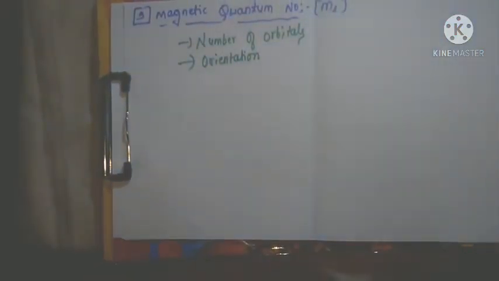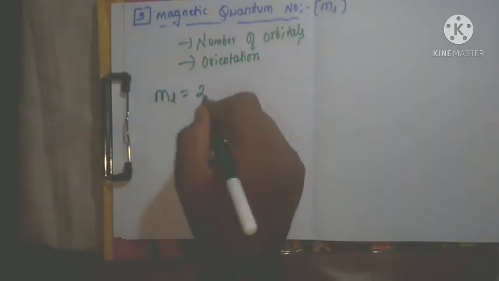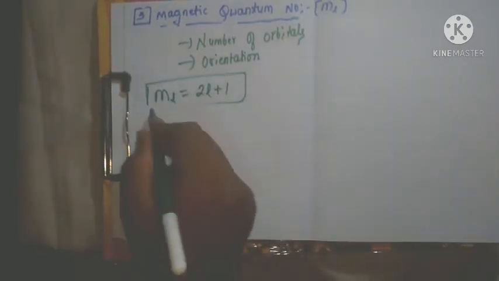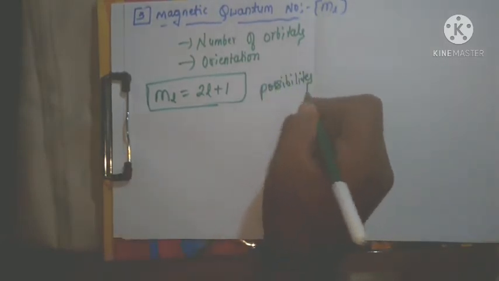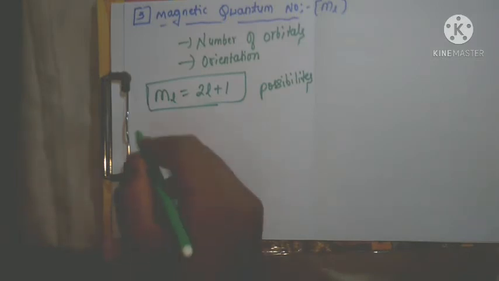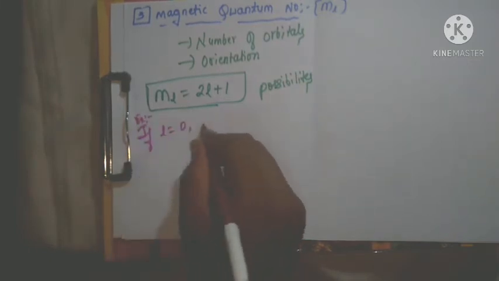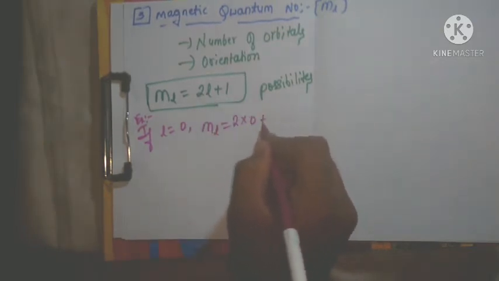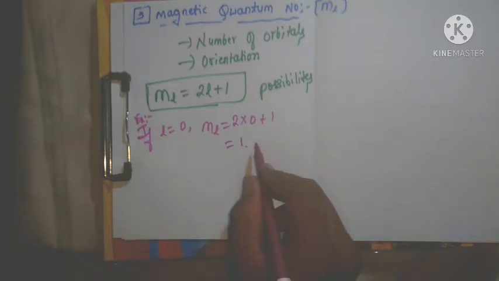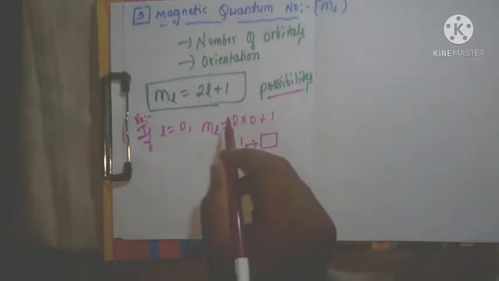The formula for this one is ml is equal to 2l plus 1. This is the first formula. It gives possibilities, not the particular value, right? Now, for example, if l is equal to 0, ml is equal to how much? 2 into 0, l value is 0. 2 into 0 plus 1, that is equal to 1. Means only one orbital is there. It will give the number of possibilities or number of orbitals, not that orbital, right?